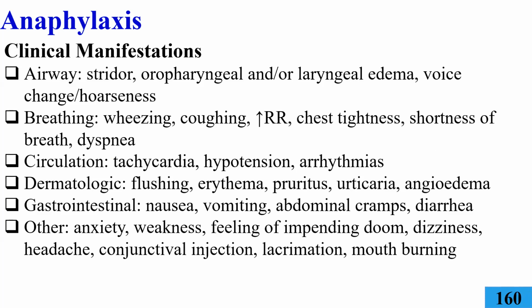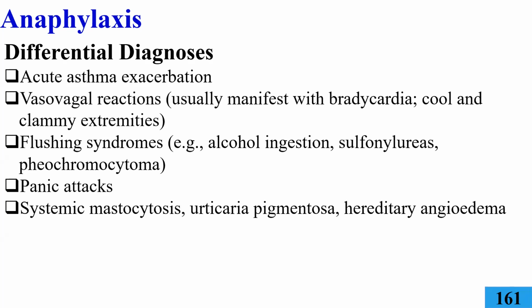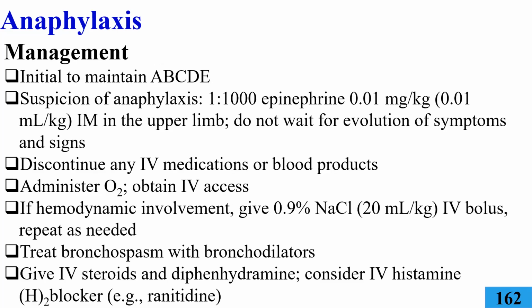Manifestations involve the airway, the breathing, the circulation, the bowel, the skin, and it can also present with behavioral and psychological presentations. Now you have to differentiate it from asthma, but usually asthma affects one organ, and anaphylaxis usually at least two organs. Vasovagal reaction and vasomotor problems, flushing syndrome due to medications or intoxication, panic attacks or psychosis, systemic mastocytosis, urticaria, and hereditary angioedema can all present like anaphylaxis.